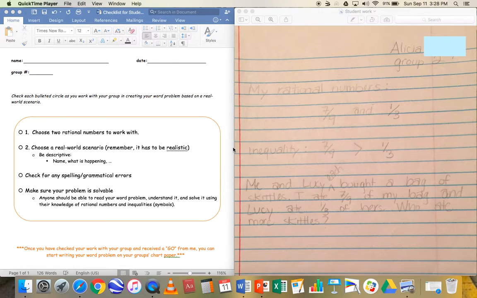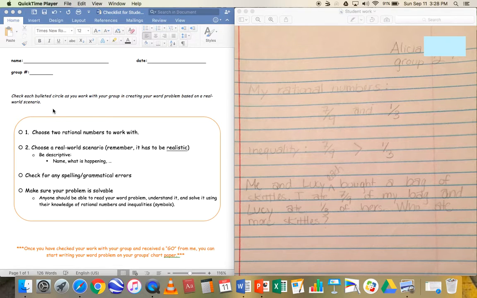So the checklist that I used for the assignment is on the left side, as you can see right here. So students would put their name, date, group number, and then they would follow numbers 1, 2, should say a 3 and a 4 here. I apologize for that. And they would just check off as they went.